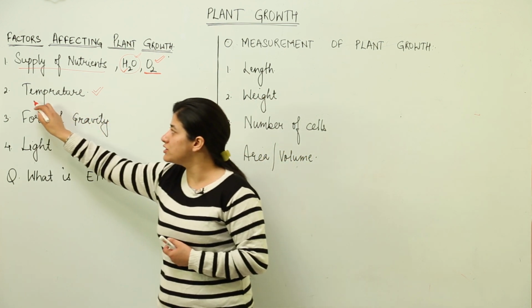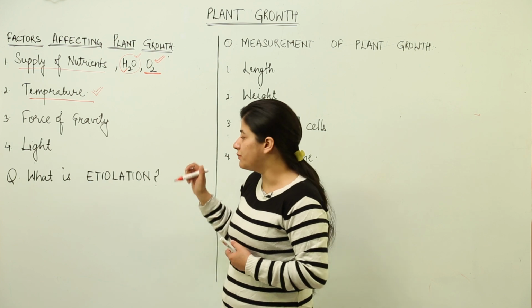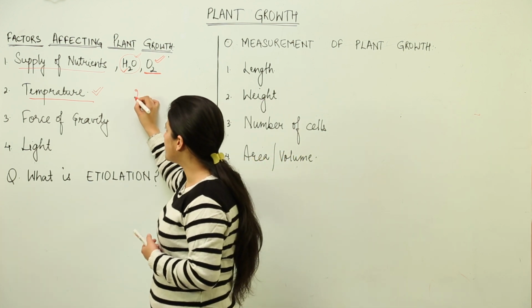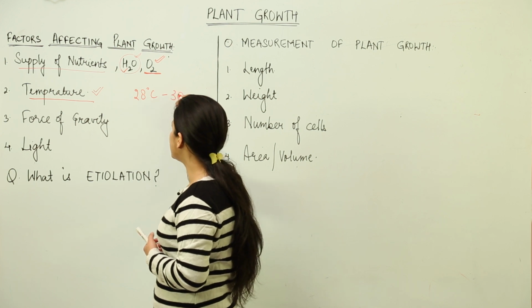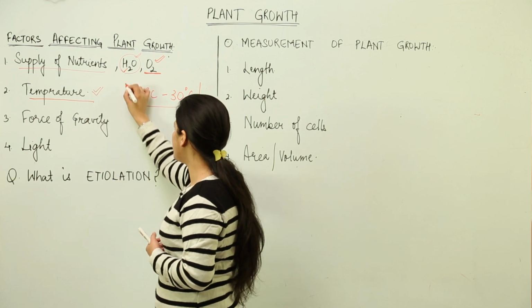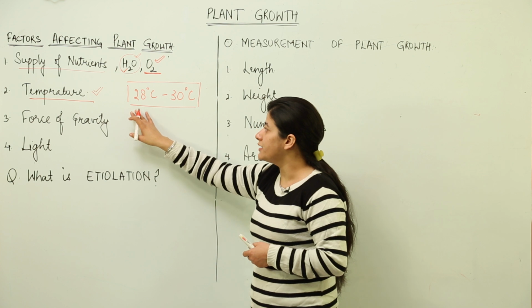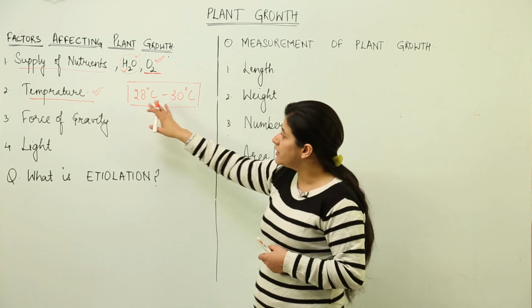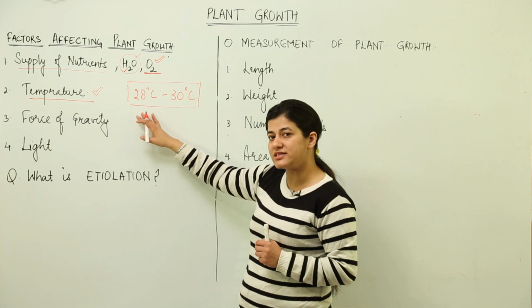So temperature is very important for the enzymatic activity inside the plant cells, and the temperature optimum that we take for all the plant cells is 28 degrees Celsius to 30 degrees Celsius. That means between this temperature range, the enzymes are able to perform their best functions, and the plant shows the maximum growth.